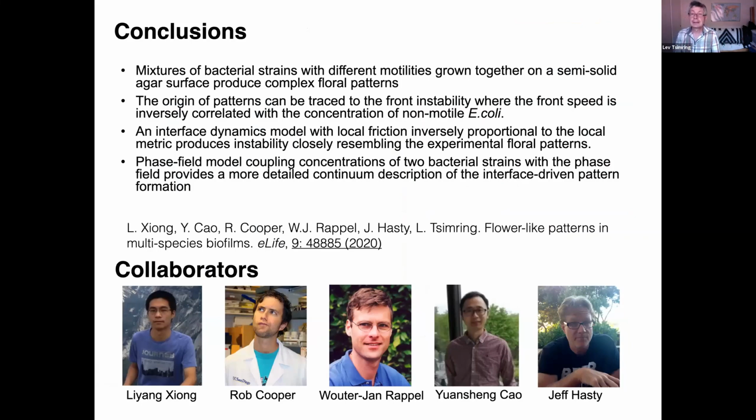Basically, what I said is that different strains can produce very complex patterns just because of physical mechanisms, not because of biochemical interaction or some engineered killing or suppressing or exchange of metabolites, just because of the physics. Here we trace the origin of those flower patterns to the front instability, where the front speed is inversely correlated with the concentration of the non-motile strain, E. coli in this case. We made two models. One was an abstract interface model where we show that the interface is unstable because of the local friction on the interface.